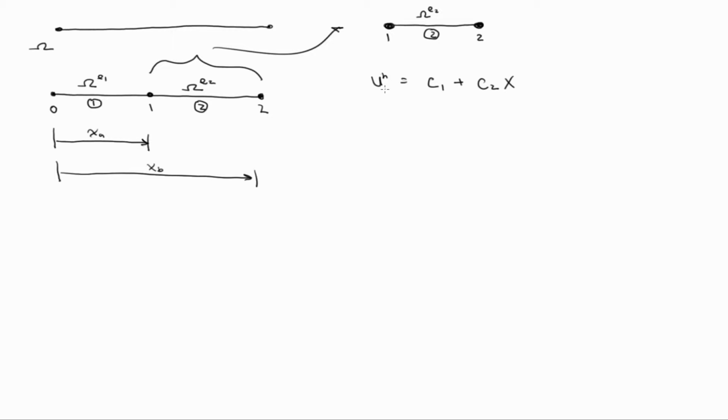And we're going to assume that the field over that element has a linear form. So let's evaluate the field at the nodes. At node 1, the position is XA. So then we have C1 plus C2 XA, and we're going to define that as U1 E2, the field variable at the first node of element 2.